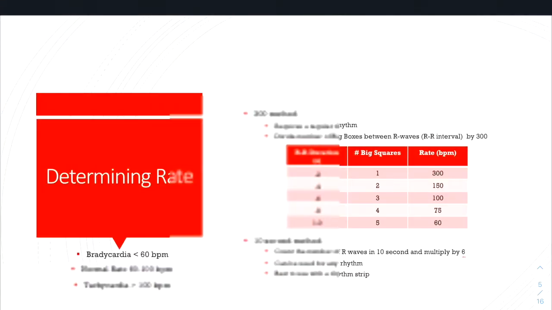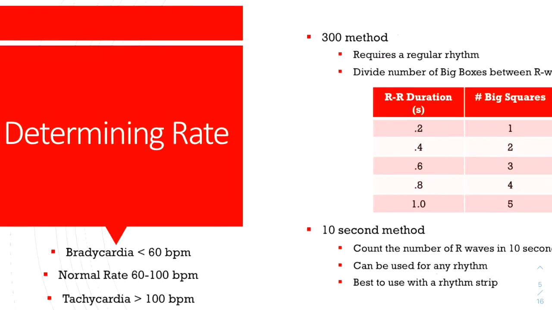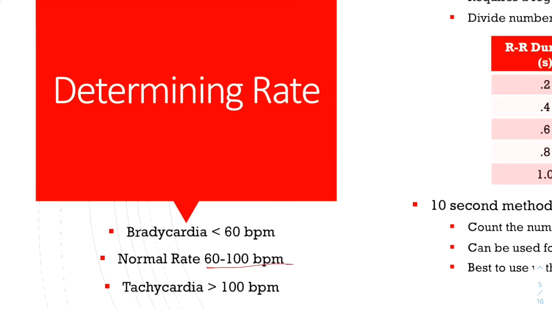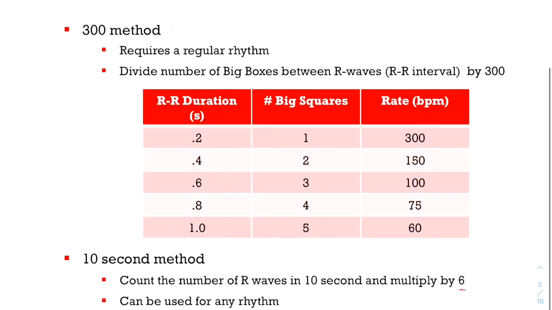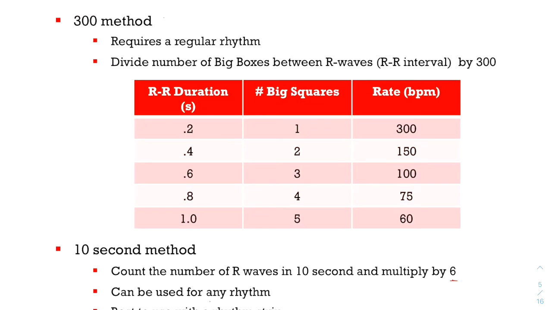So determining rate. For our ECG, we know normal rate is between 60 and 100 BPM. Anything below 60 is determined as bradycardia, and anything above 100 is then tachycardia. So how do you determine the rate for your ECG? Well, there are 2 methods here that we can use. One is the 300 method, and that is probably going to be our bread and butter here. It's quick, it's pretty easy.